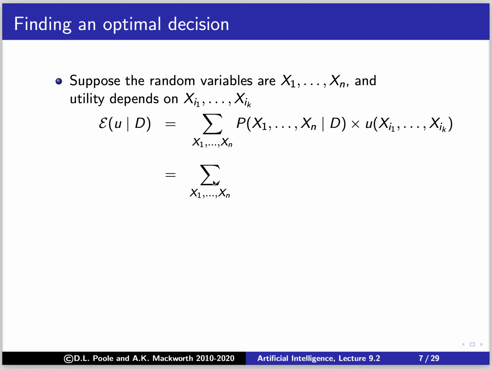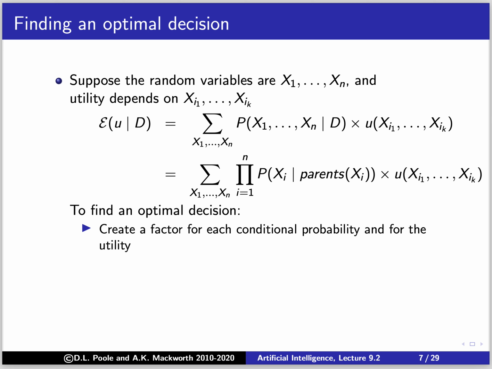But now when we have this product, it's just the product of xi given its parents, but we're also going to throw in an extra factor for the utility. So it's exactly the same algorithm we did before. It's just that now there's an extra factor in there and we're computing expected values.